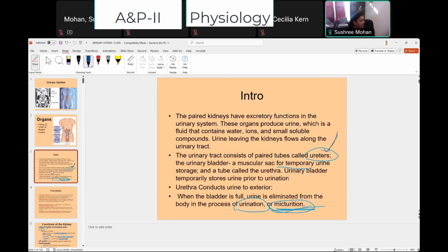The urine flows through the ureters and collects in the bladder, which is a temporary urine storage bag or a sac-like structure, and the urethra conducts or expels the urine out to the exterior. The process of urination, the expulsion or getting rid of the urine, is called micturition. Look at the spelling, micturition.